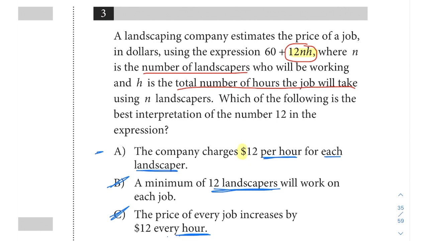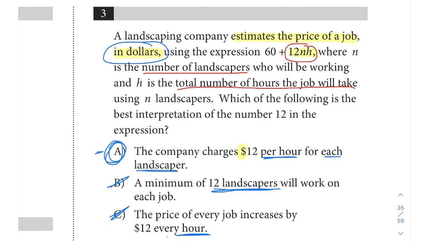So let's look back at our expression originally, and it says that this entire expression is supposed to estimate the price of a job in dollars. So here that in dollars part is key because that's our last clue that lets us know we have to have a dollar component to our correct answer here, which would be answer choice A.